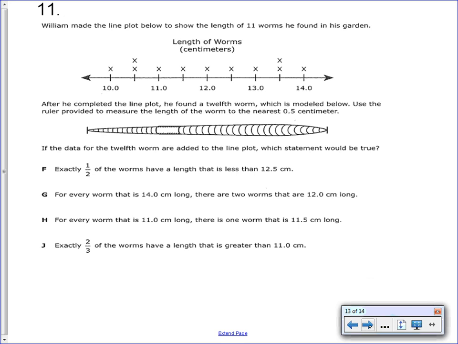For number 11, it says after he completed the line plot, he found a 12th. Oh, I'm sorry. William made the line plot below to show the length of 12 worms he found in his garden. After he completed the line plot, he found a 12th worm, which is modeled below. Use the ruler provided to measure the length of the worm to the nearest half centimeter. If the data for the 12th worm are added to the line plot, which statement would be true? When you measure the worm, you have to be careful about this: to the nearest centimeter, the worm is 7 centimeters long. Okay?